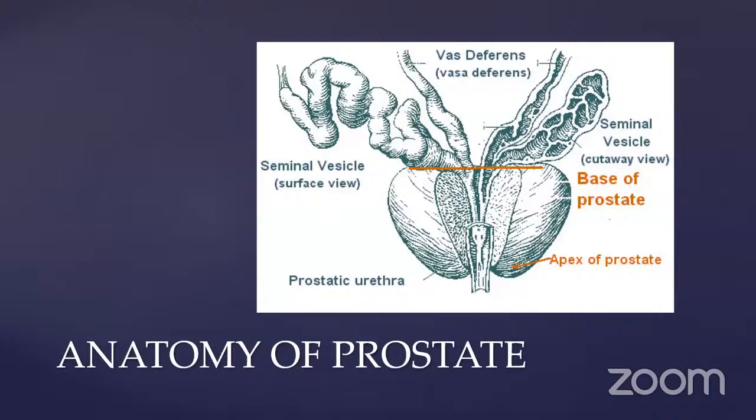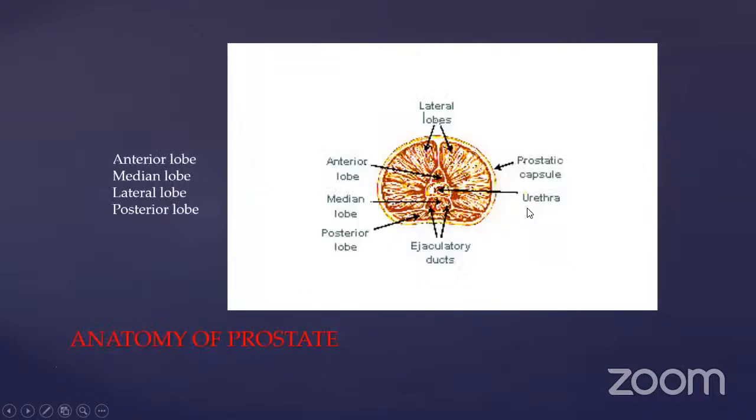The anatomy of prostate. This is a schematic diagram showing the anatomy of the prostatic gland. It surrounds the first 3 centimeters of the urethra, and the seminal vesicles open through this prostate gland into the urethra. And these are the lobes of the prostatic gland. In cross-section view, there are 2 lateral lobes, 1 anterior lobe, 1 median lobe, and the posterior lobe.